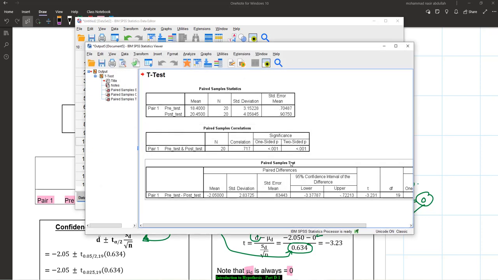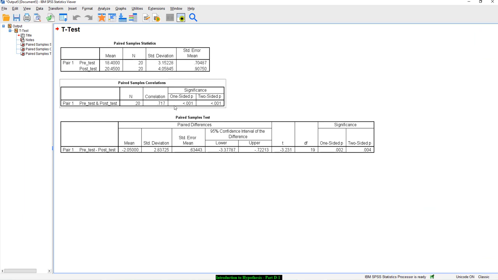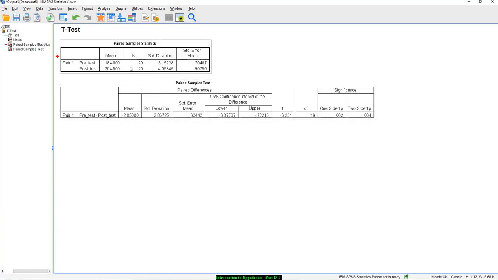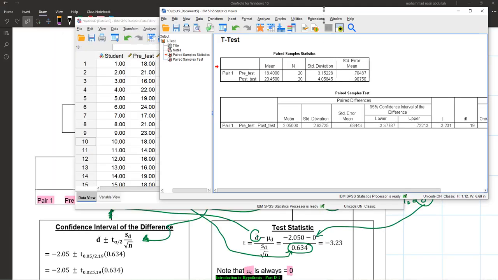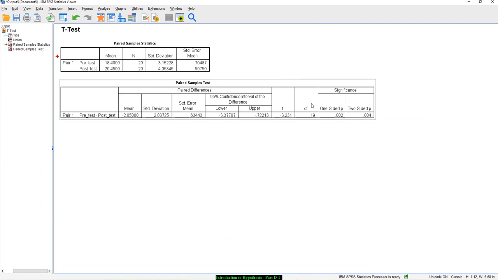So we just need to wait for a while. So this is the result for paired sample t-test. In the newer version, they already give you an additional table, which is the paired sample correlation. So we can delete this one. We don't want the second table. So this is the result that we got from the SPSS, same as the result that we got from the notes, but the only difference is that in the newer version they give us the p-value for one-sided and two-sided.